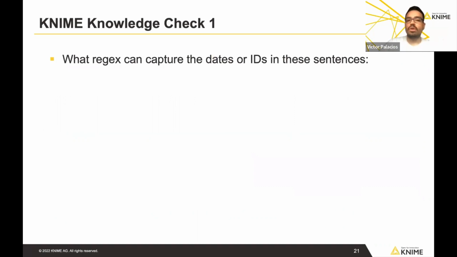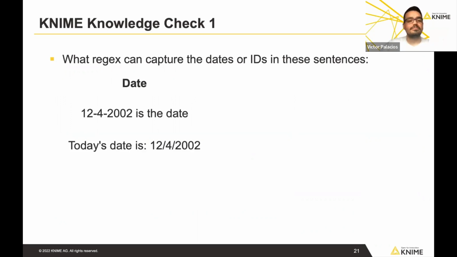So this is usually quite difficult for people to grasp at first. So I'd like to walk through an example for now. How do we capture dates or IDs in these sentences? For instance, here I have 12/4/2002 separated by dashes. Over here, though, I have it separated by slashes. I also note that this is the beginning of the document or the PDF, and this is the end of the document or the PDF.